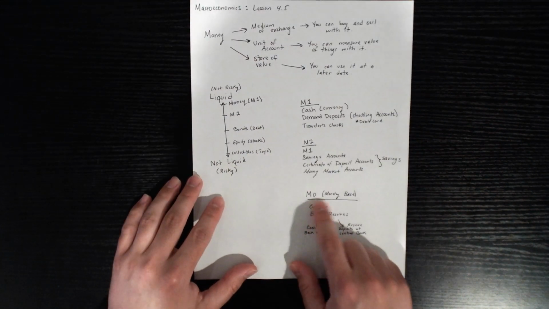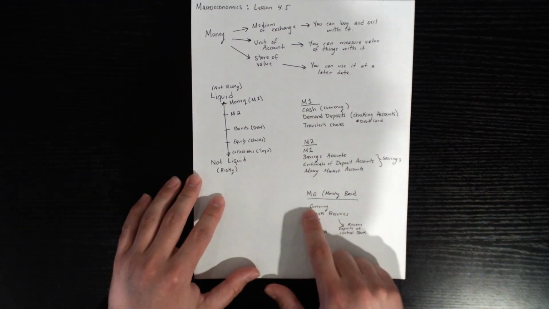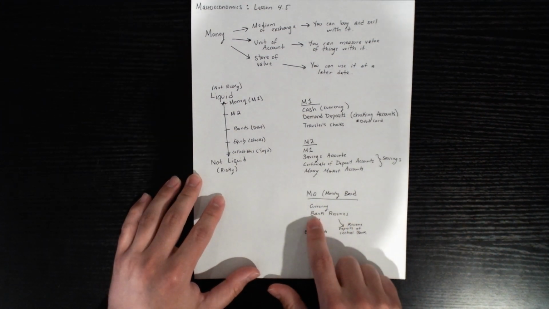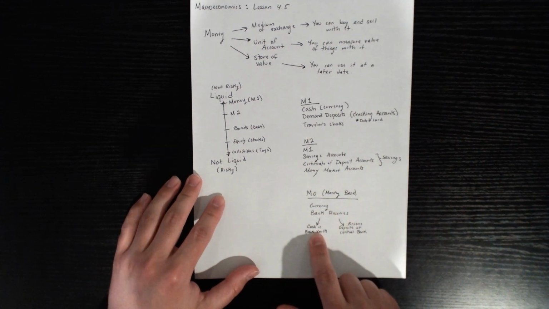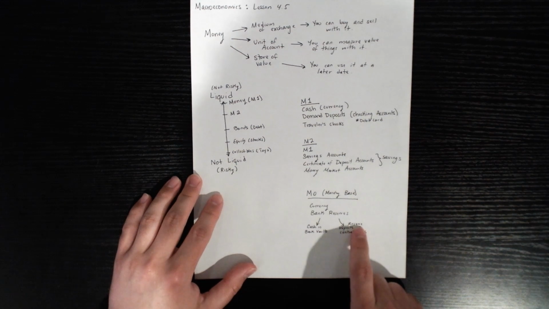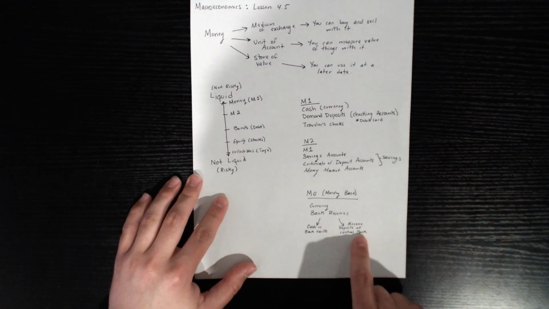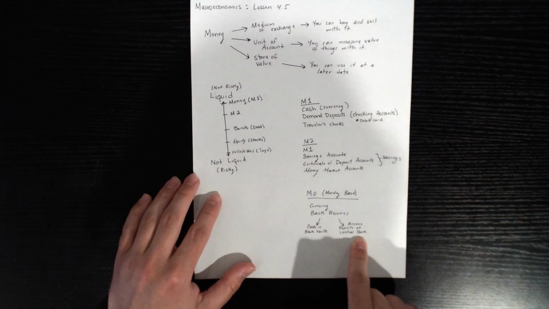We also have M0, which is the monetary base. This is more about banks, which includes currency and also bank reserves, like cash that banks have in their bank vaults, and also the reserves that they have decided to deposit at the central bank for safekeeping.